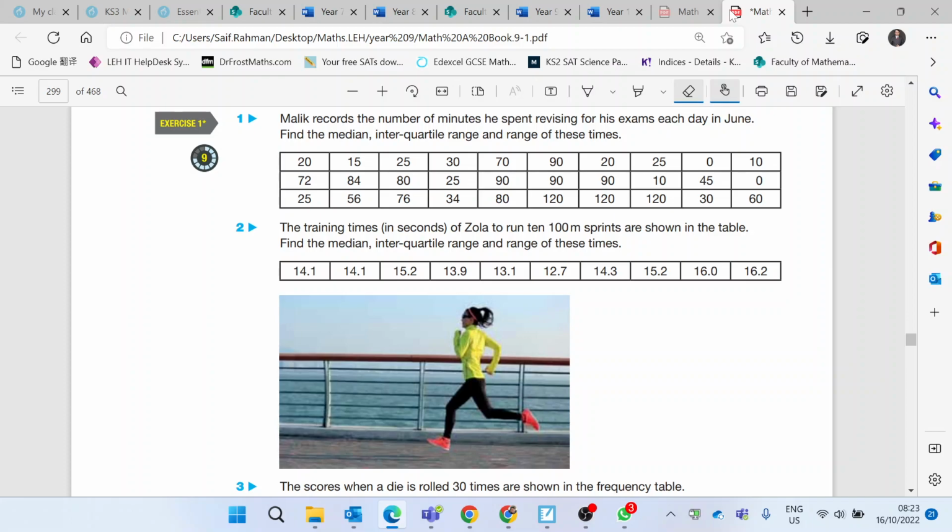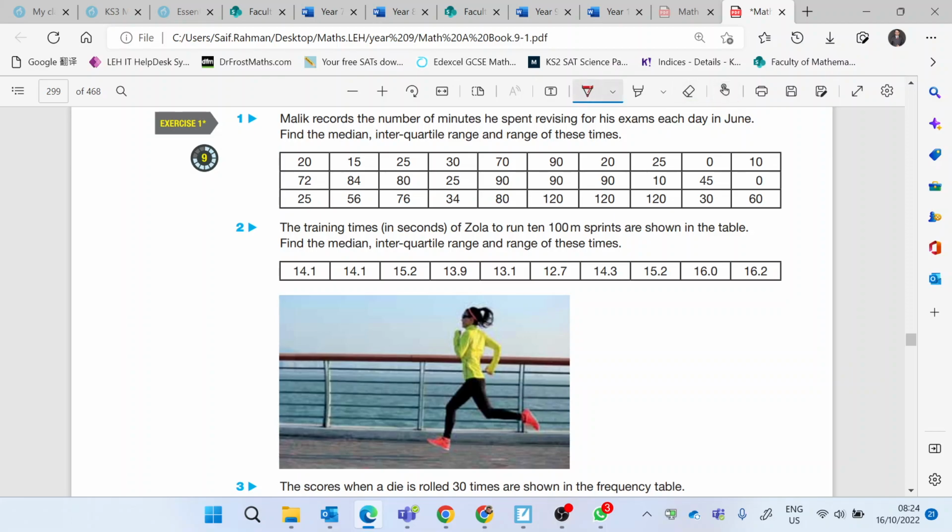Question number 1: Malik records the number of minutes he spent revising for his exams each day in June. Find the median, interquartile range, and range of these times. So we have to find three things here. This data is for the whole month of June, 30 days. So the first thing you should do is start writing it from lowest to highest.